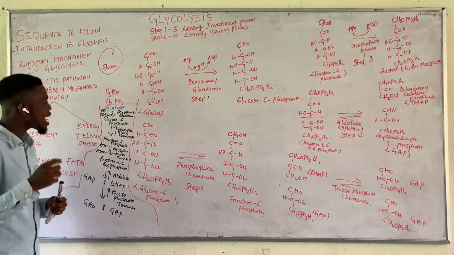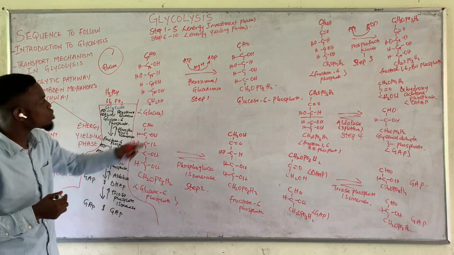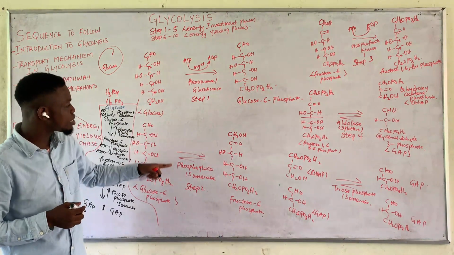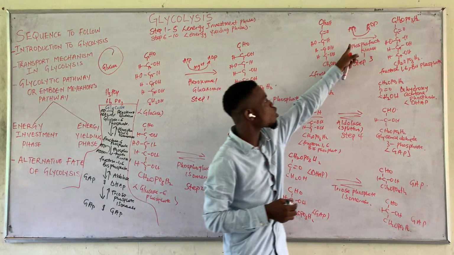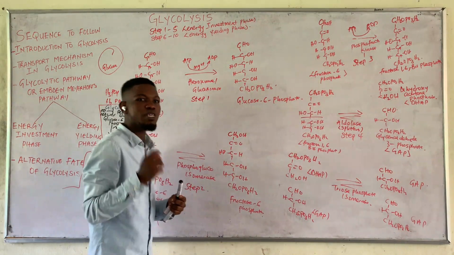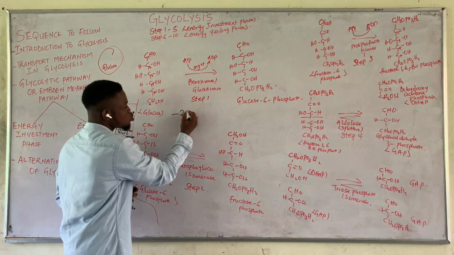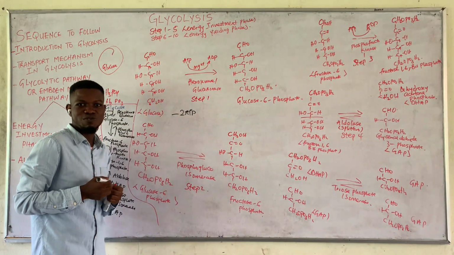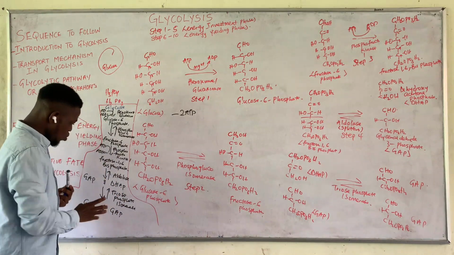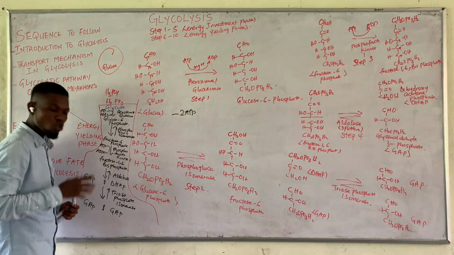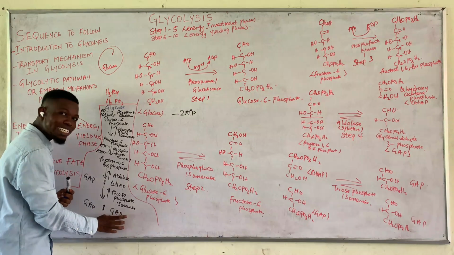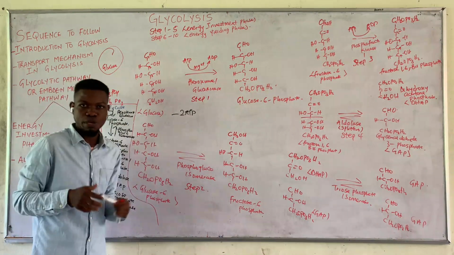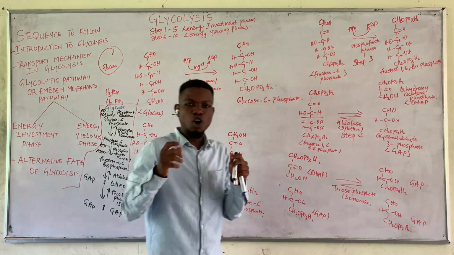So why it is called the energy investment phase is that in step 1 of glycolysis, you make use of 1 ATP. Then in step 3 of glycolysis, you make use of 1 ATP. So how many ATP have we used up? We have used up 2 ATP. That is why it is called the energy investment phase. Now we are done with the energy investment phase. So we have the glyceraldehyde phosphate and the glyceraldehyde phosphate, which will continue the energy building phase or the payoff phase.